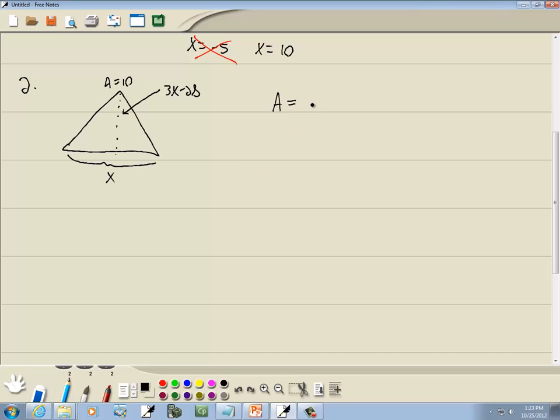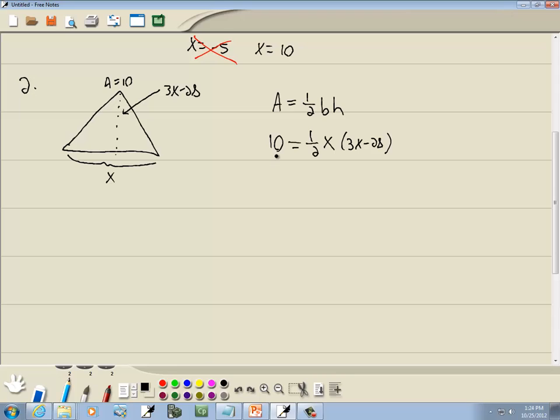Now we got a formula for the area for a triangle. It's equal to 1/2 base times height. Now area, they tell us, is 10. Base is this bottom side, so that's x. And height is this dotted line right here, which would be 3x minus 28.